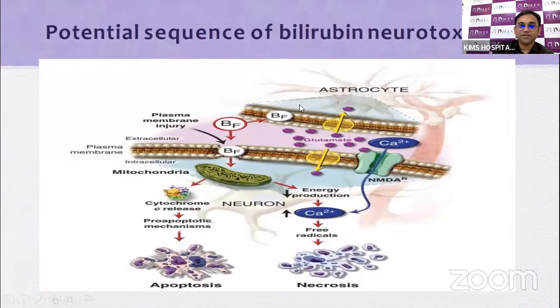So whenever there is damage to the astrocytes, it inhibits the uptake of the glutamate, and more glutamate will be present outside the astrocytes. The bilirubin itself damages the cell membrane of the neurons. It affects the mitochondrial function. There is more cytochrome C release and a pro-apoptotic mechanism that leads to apoptosis. The mitochondrial dysfunction leads to decreased energy production, and there is more calcium release from the endoplasmic reticulum. It can cause free radical generation and lead to necrosis. Also, by the action of the glutamate, the NMDA receptors can be opened up and the calcium can enter and itself again activate free radicals and lead to necrosis in the neurons.